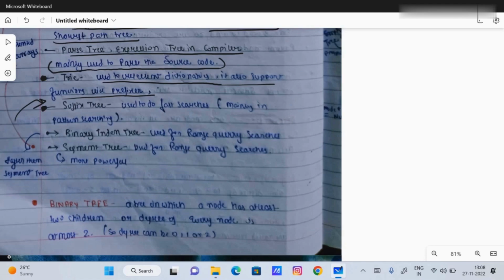Thereafter, the binary index tree is used for range query searches. Again, this is a good term to know, what a range query search is. This topic comes under searching and sorting. So we'll discuss range query searches there. And in colleges, the teachers do not teach all of these in depth.